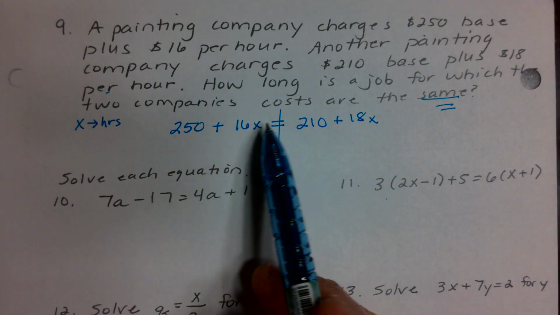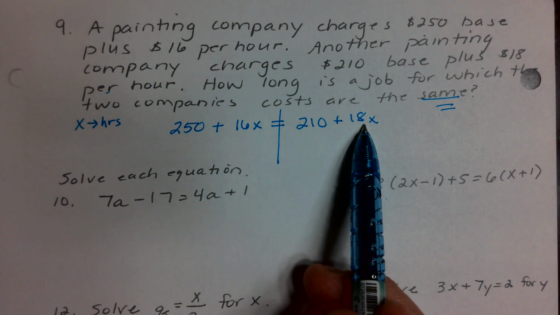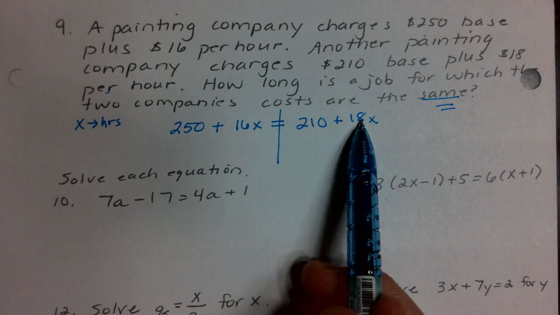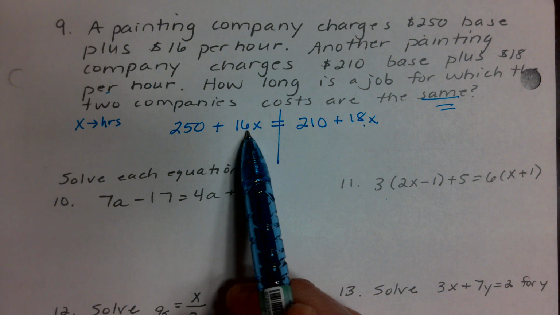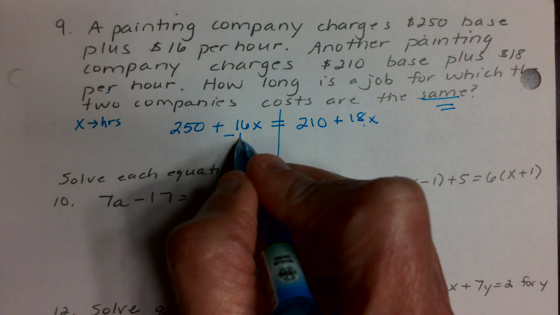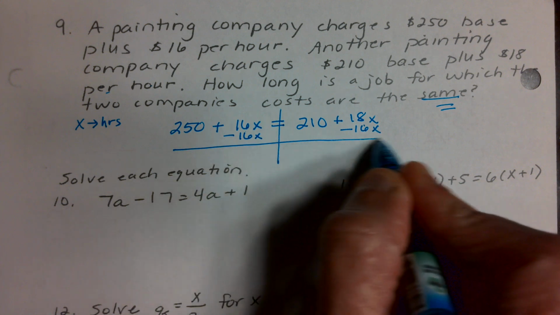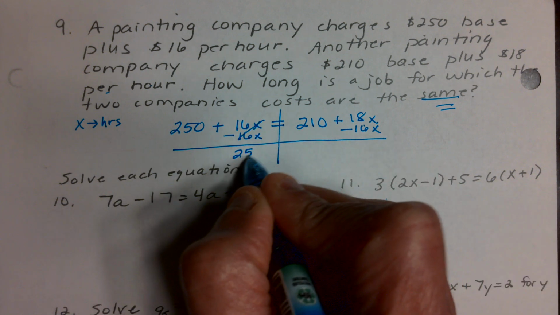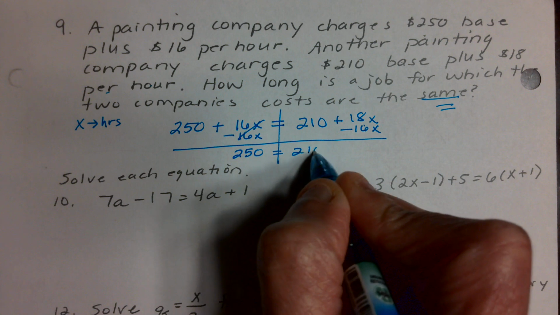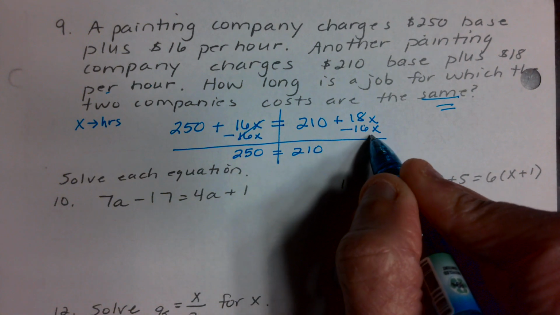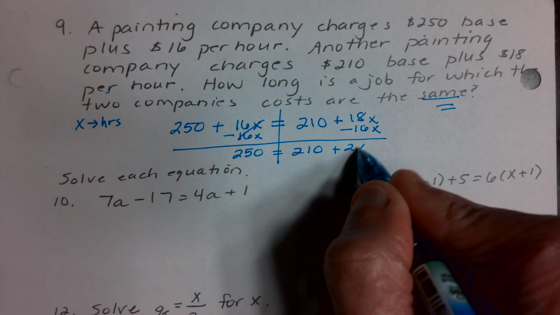So first off, I look and I see I've got a variable on both sides. So I need to get these together. It's the easiest if you move the smallest one. So I'm going to move the 16X to this side. And I'm left with 250 over here, 210, and 18X minus 16X is 2X.